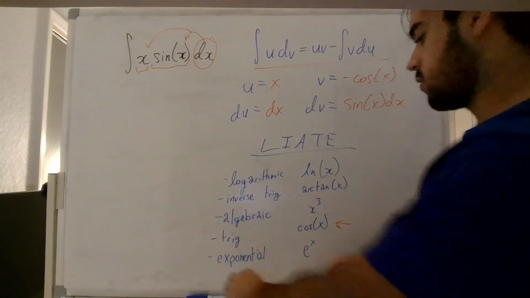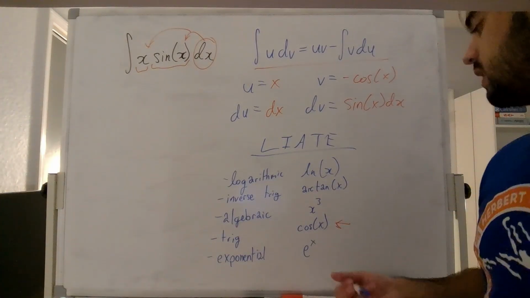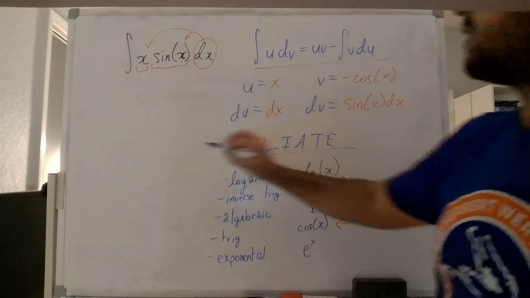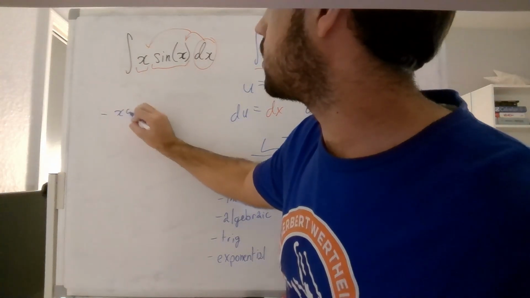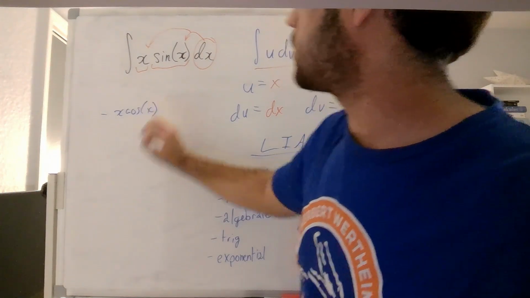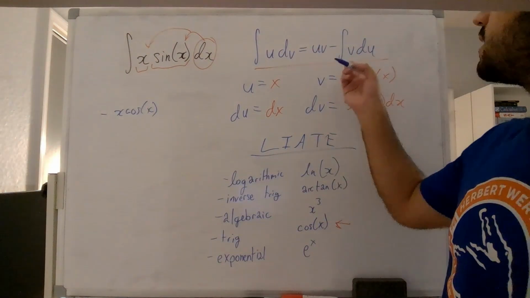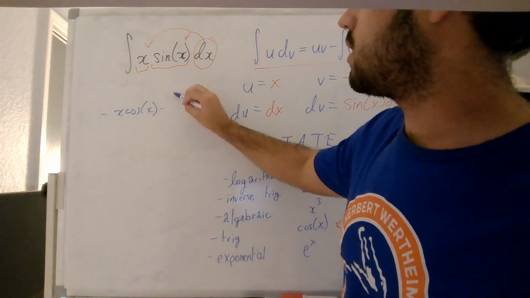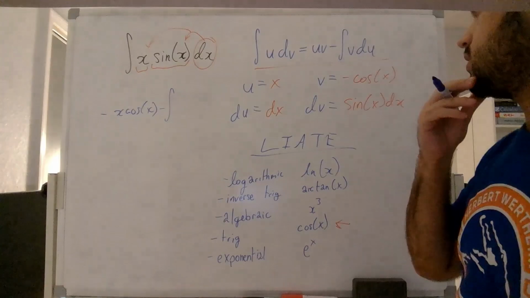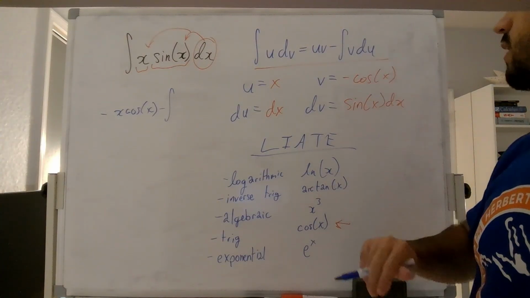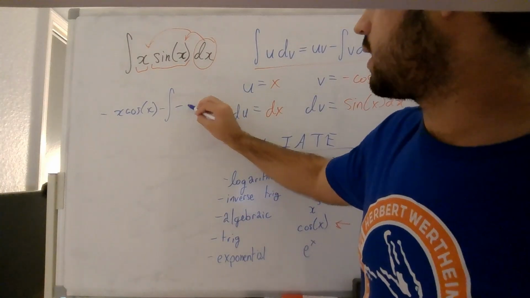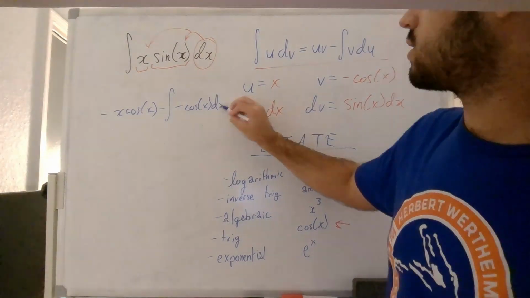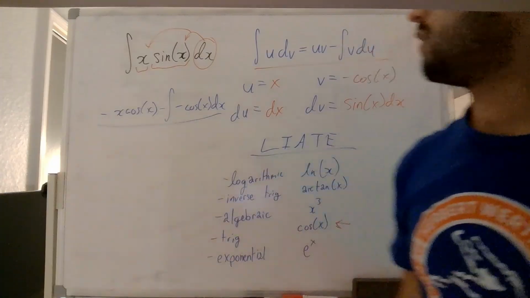Okay, so from here, now it's just about using the formula. We'll have uv, so u times v, negative x cosine of x, and then minus the integral of v du. So our v is negative cosine of x, and our du is just dx. So this is what we're left with.